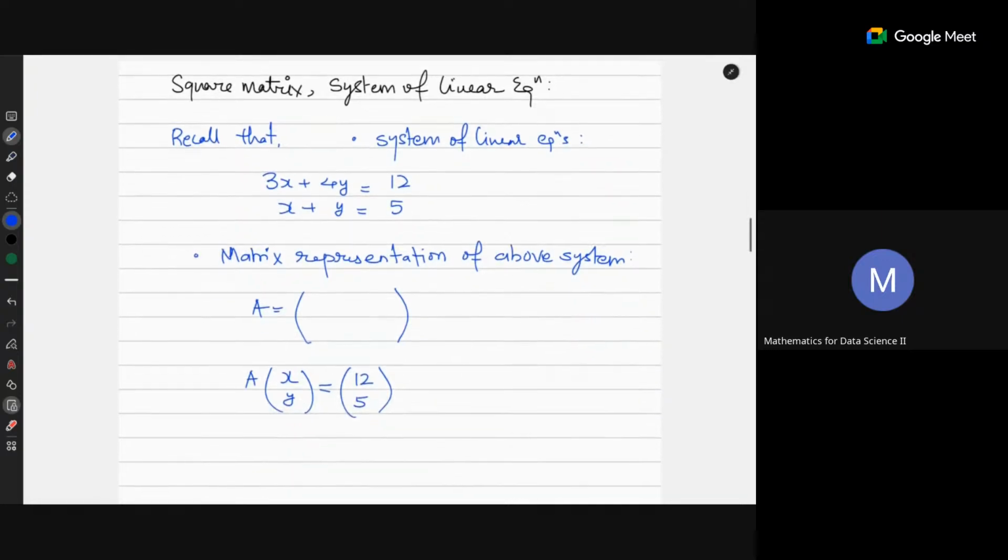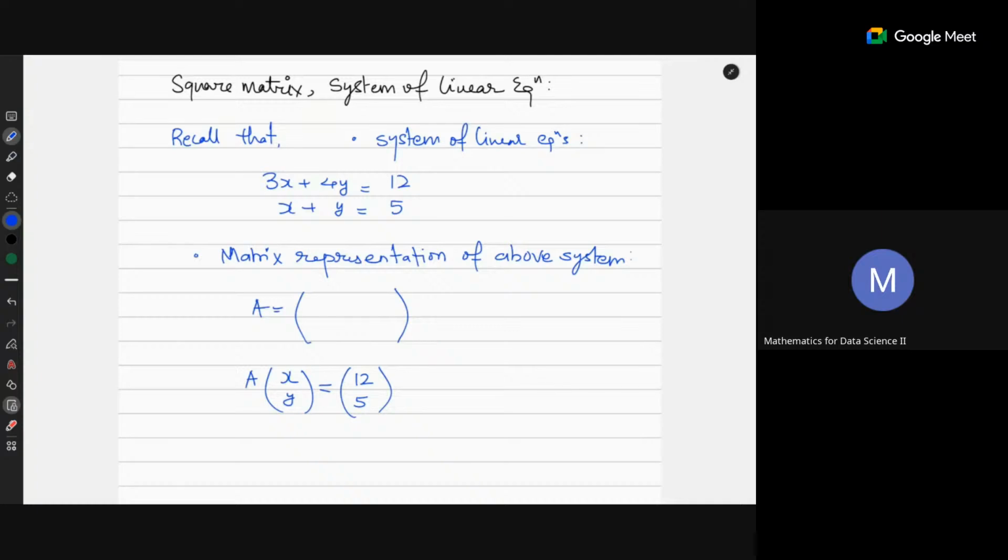Now let me again recall. We have already seen what a square matrix is. We are dealing with square matrices only because we are working with the determinant of a matrix, and the determinant is defined for square matrices. Now, let us take our study further. In the last session, we discussed systems of linear equations.